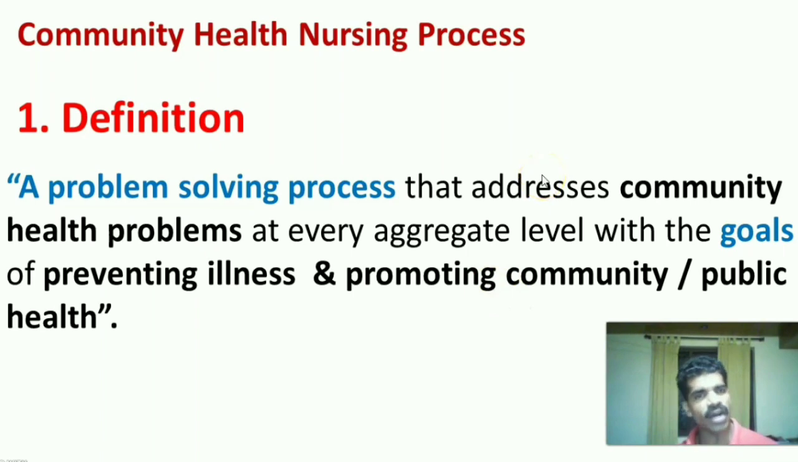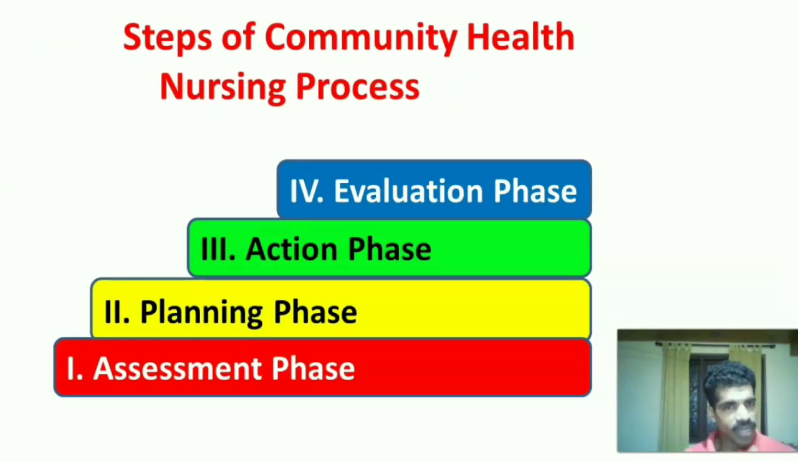So today we have been discussed about the community health nursing process. Community health nursing process is a problem solving process that addresses community health problems at every aggregate level with the goals of preventing illness and promoting community or public health. There are 4 phases in nursing process or steps in nursing process. They are assessment phase, planning phase, action phase and evaluation phase.